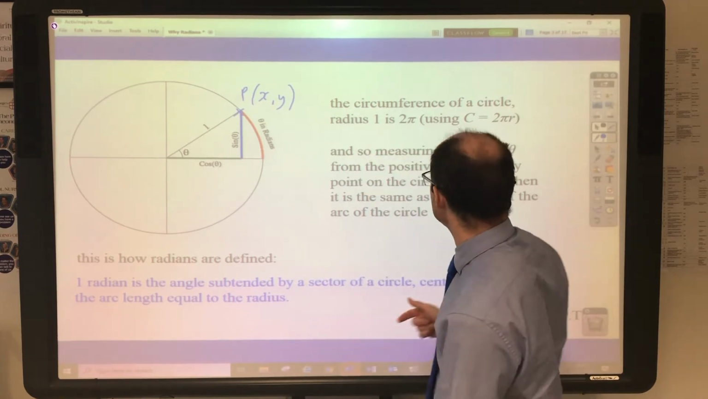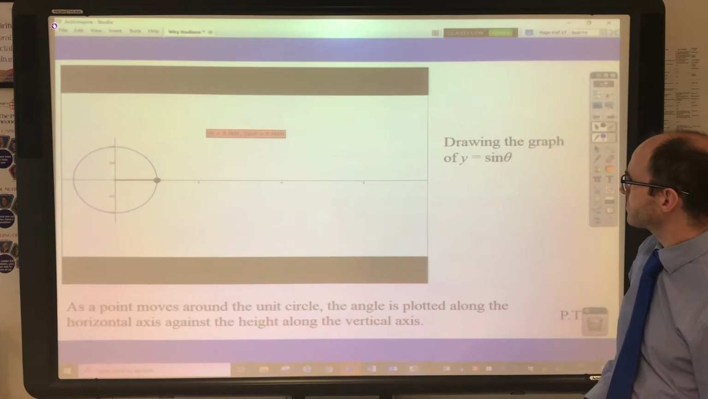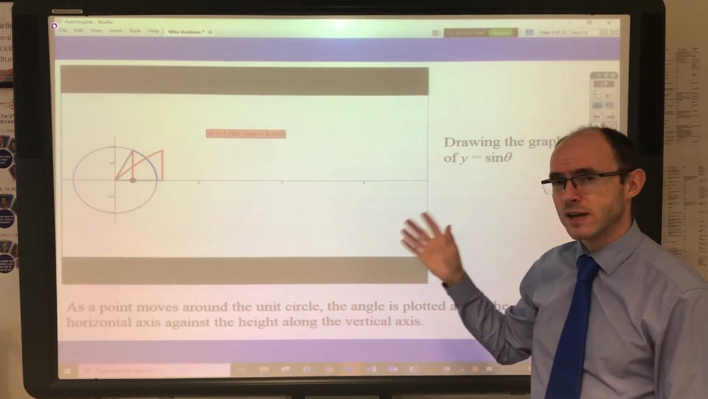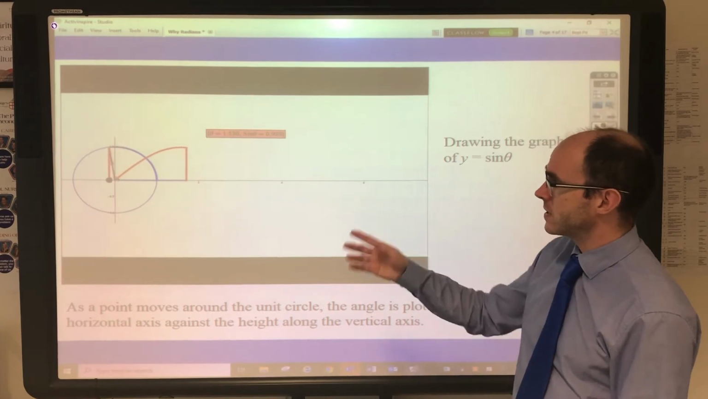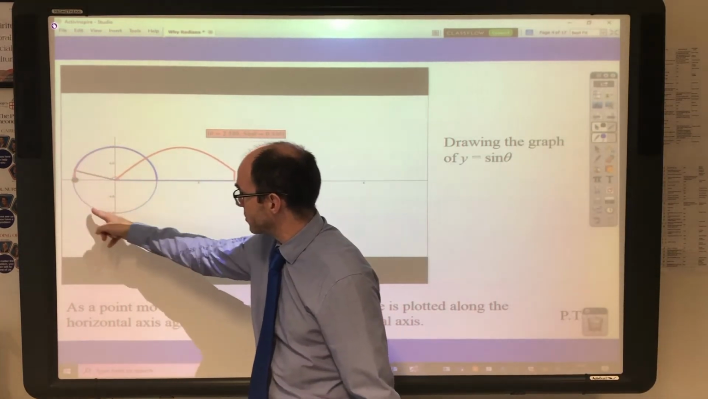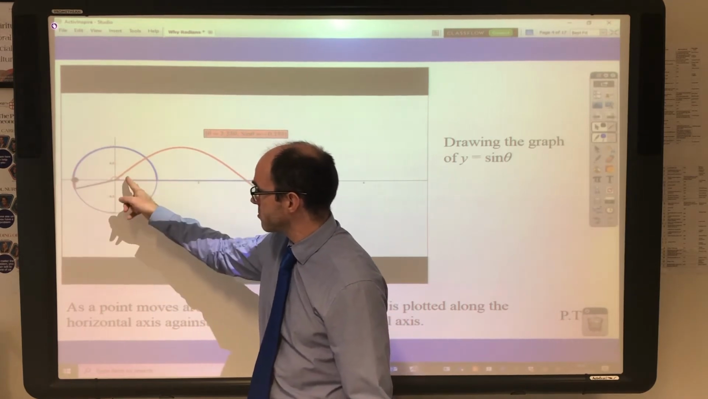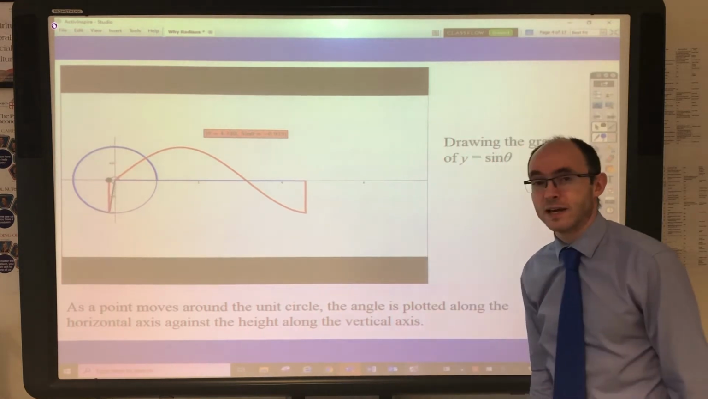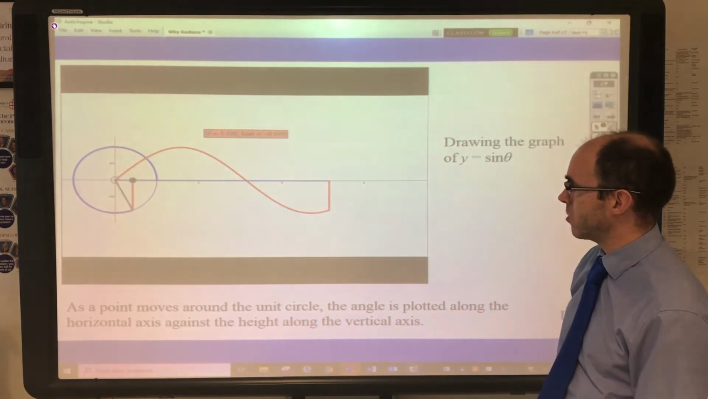Now, let's have a look at that video again. This is drawing the graph of y equals sine theta. This is why the graph of sine theta looks like this. Can you see what's happening? As the point is traced all the way around the circle, the angle that is being created from the positive x-axis is being plotted along the horizontal scale. It's being plotted along the horizontal scale.